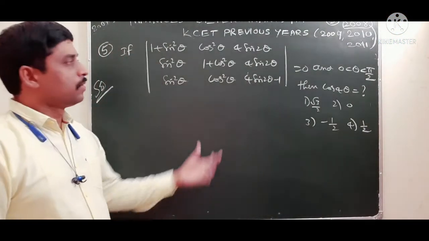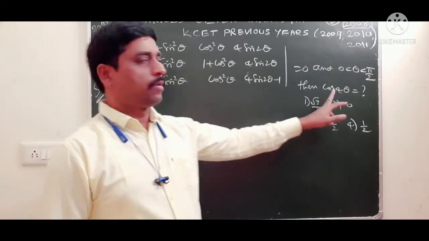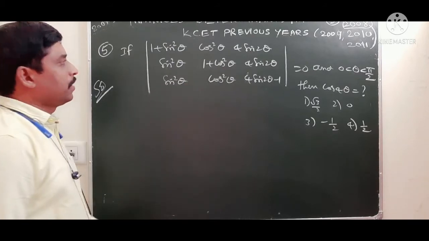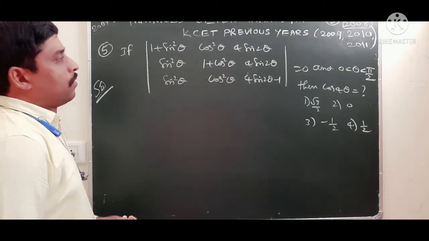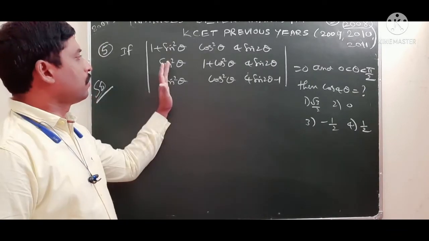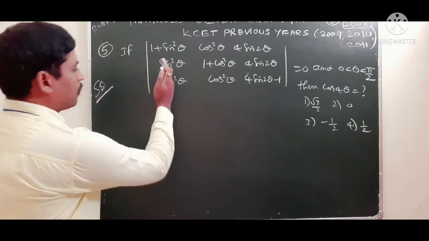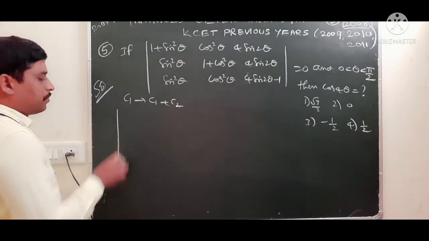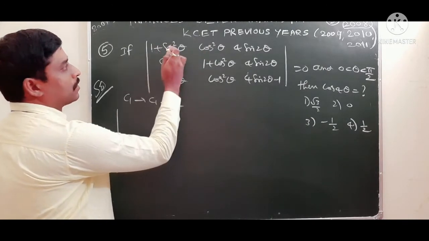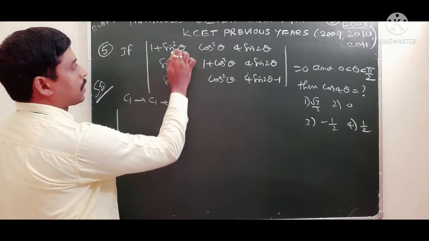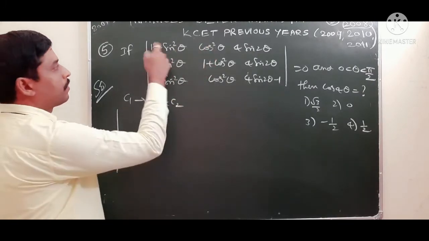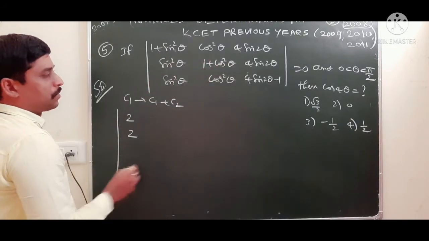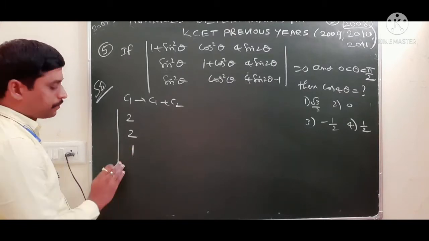This is from 2009. The delta value is given equal to 0, then find out cos 4 theta. Now this delta, by using elementary operations on the first, second and third columns, the first column is replaced by C1 plus C2, column 1 plus column 2. So let us observe C1 plus C2: 1 plus sin square theta plus cos square theta. Sin square theta plus cos square theta is 1, so 1 plus 1 is 2. And sin square plus cos square plus 1 also has the value 2.